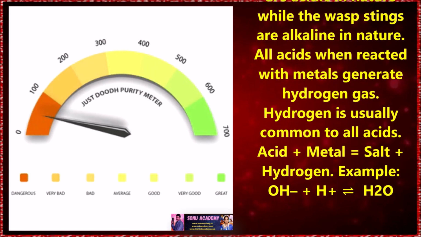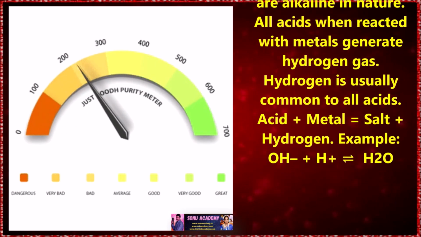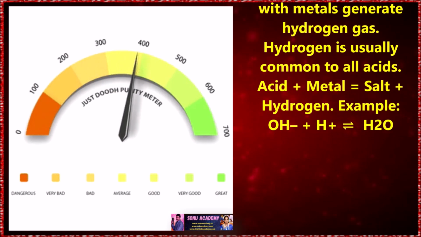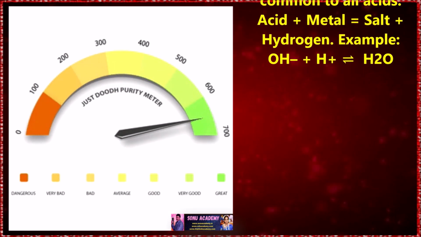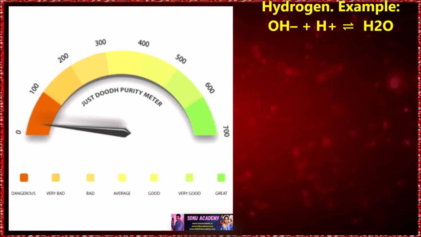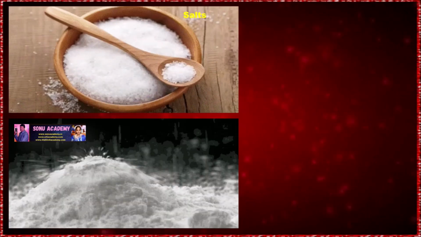Bee stings are acidic in nature while wasp stings are alkaline in nature. All acids, when they react with metals, generate hydrogen gas. Hydrogen is common to all acids.